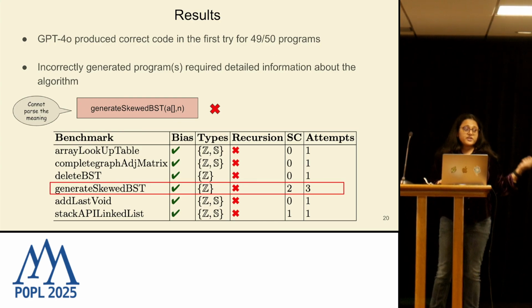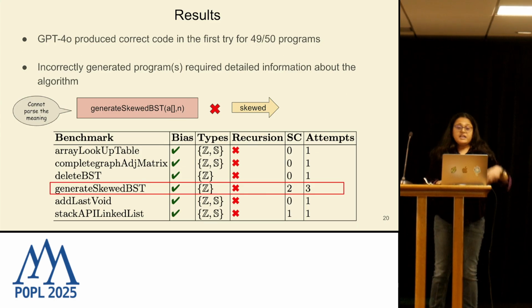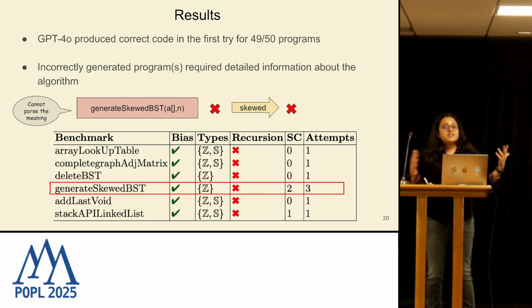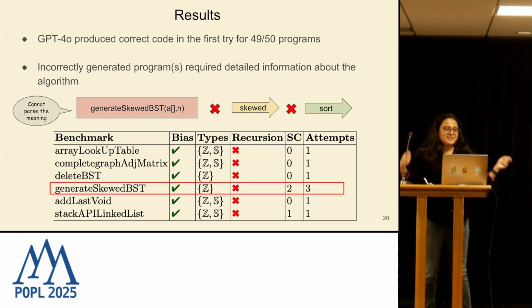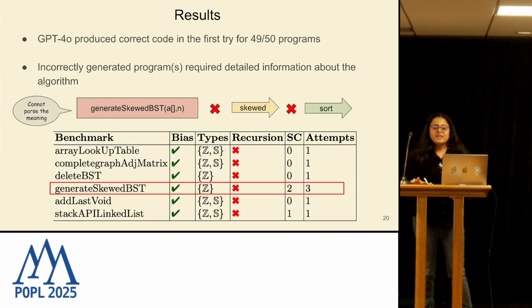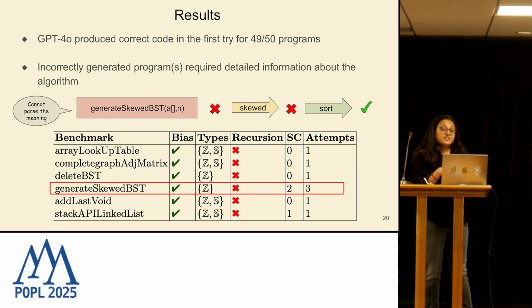So the user comes in and says, I'm giving you the definition of what a skewed BST is. In spite of giving the definition, it still fails to produce the correct code. Then the user says that you have to sort the array in ascending order and then insert the keys one by one. So basically, we give the whole algorithm, and then it's able to generate the correct program in this case.